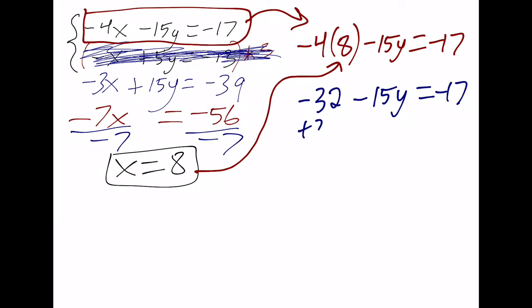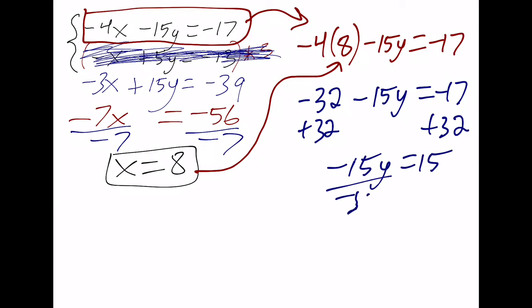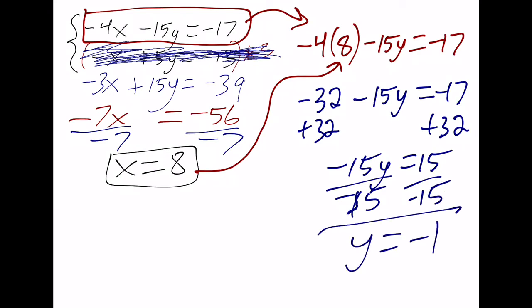First thing I do is add 32 to both sides. This gives me negative 15y is equal to 15. When I divide both sides by a negative 15, I get y is equal to negative 1. And my final answer is that x is equal to 8 and y is equal to negative 1. Which means if I plug these numbers into either of my original equations, they come out true.